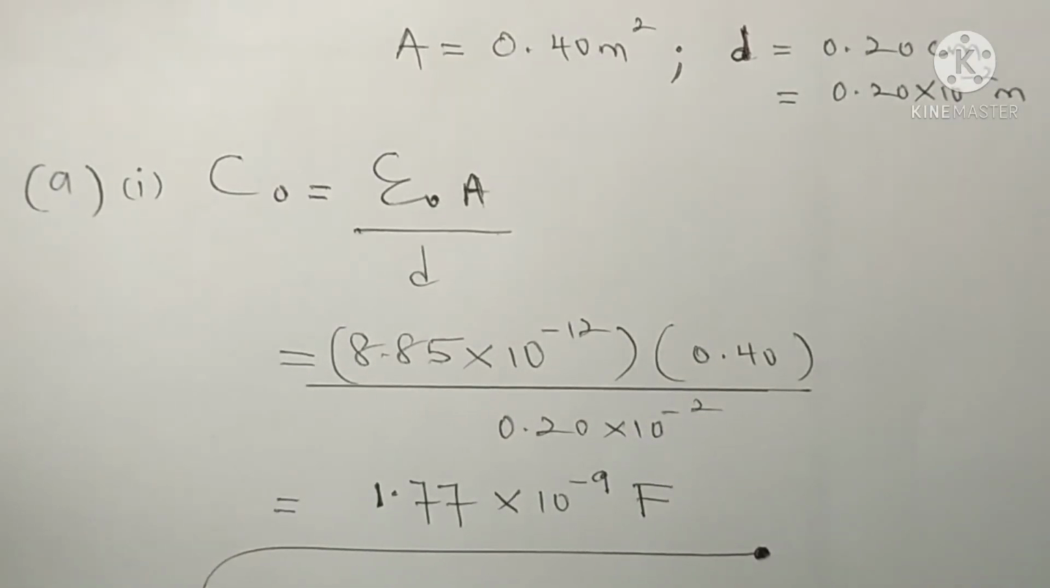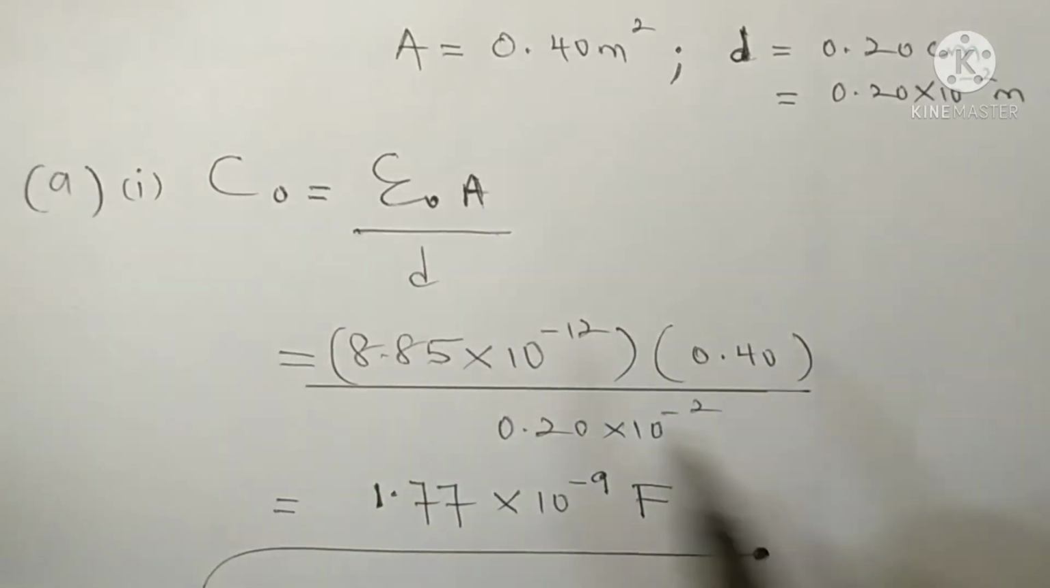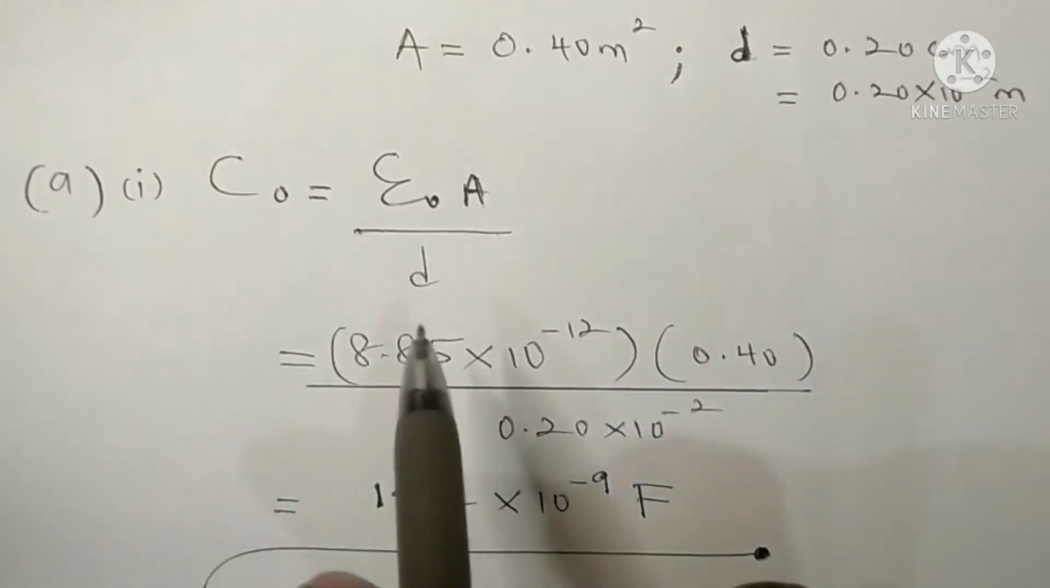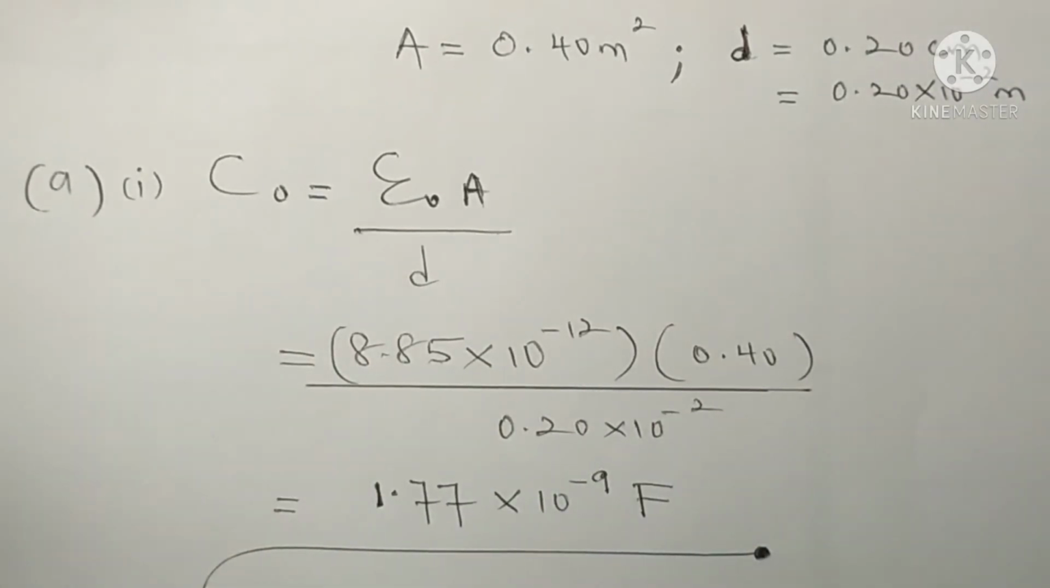The capacitance of the capacitor in vacuum equals epsilon naught times A divided by d. We're going to substitute all the values into this formula to find the capacitance of the capacitor in vacuum, which equals 1.77 times 10 to the power of negative 9 farad. Simple, like a bubble, without giving you any trouble.